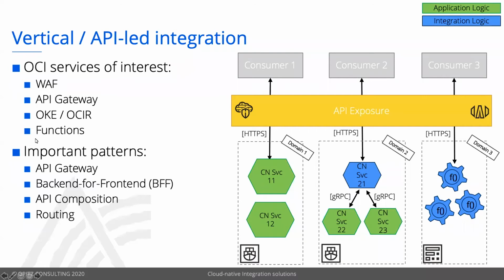So from that perspective, the OCI services of interest are Web Application Firewall, API Gateway, OKE, so Oracle Kubernetes Engine, and functions. And the patterns that are interesting at this point are API Gateway, backend for frontend, API composition, and routing.